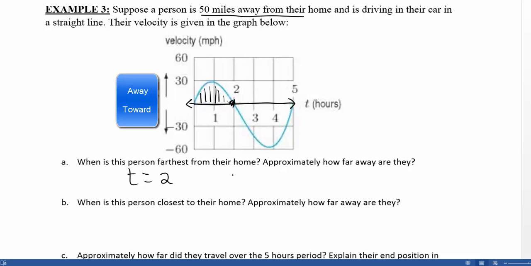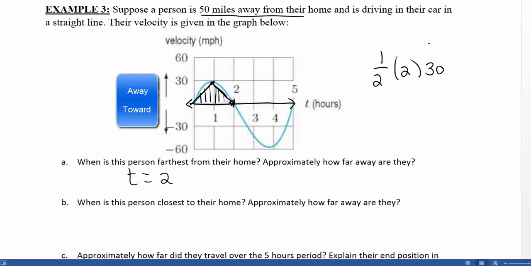Notice here that we don't actually have a function for this graph. We just have the picture. So we have to use the picture to try to approximate the area based on the numbers we have. So looking at this area between time equals 0 and time equals 2, it's almost like a triangle. So I think it'll be a pretty close approximation to treat this as a triangle. So using a triangle, I'm going to do 1/2 base times height. My base is 2 hours, and my height is 30 miles an hour.